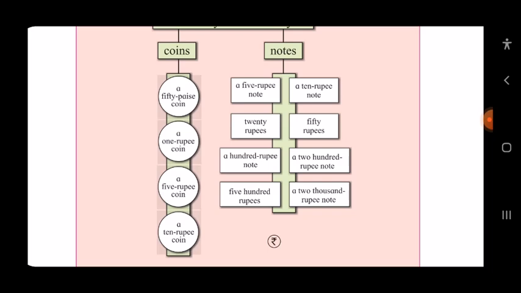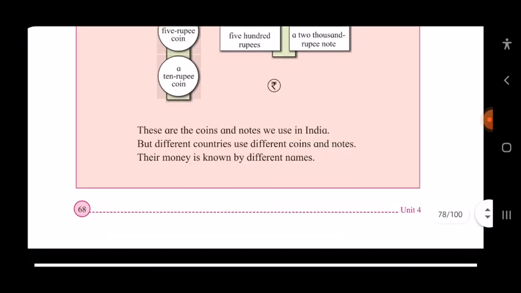Okay, so let's see further. These are the coins and notes we use in India. But different countries use different coins and notes. Their money is known by different names. If you go to other countries, you can't use our money there because they have other notes. So their money is known by different names.